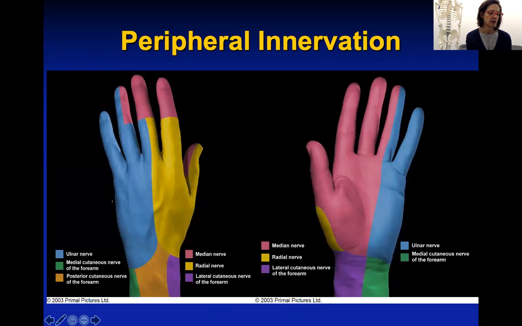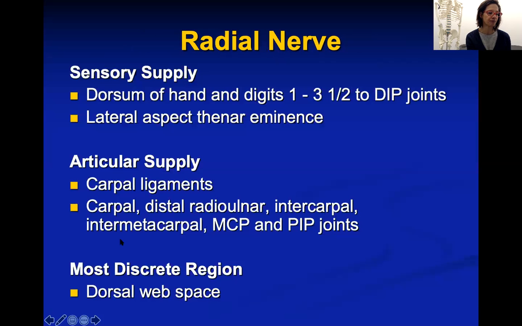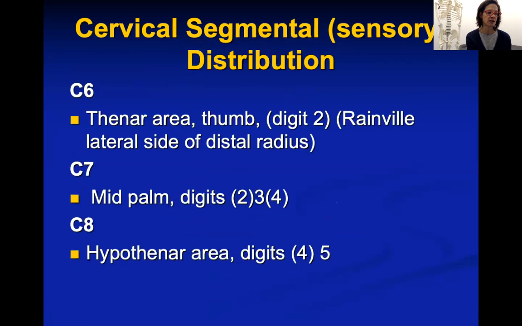And again, is it here or here? Some of that varies in the literature. But the lateral aspect of the thenar eminence, the articular supply are the carpal ligaments, carpal, distal radio-ulnar, intercarpal, intermetacarpal, MCP, and PIP joints. And again, I said the most discrete region would be the dorsal web space.